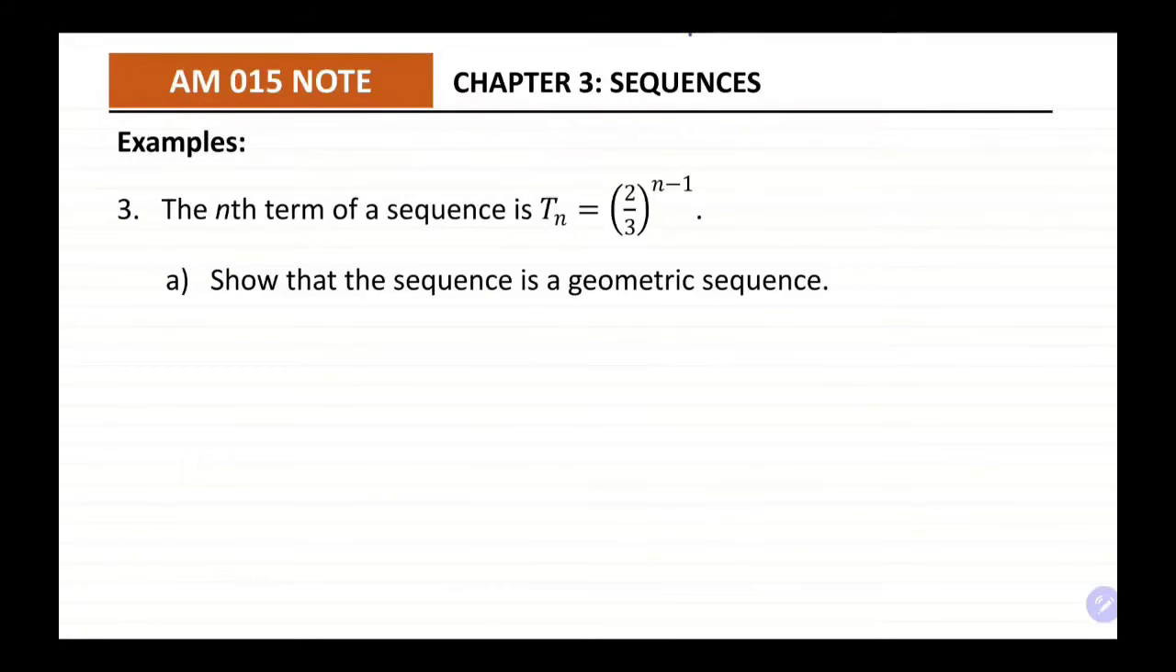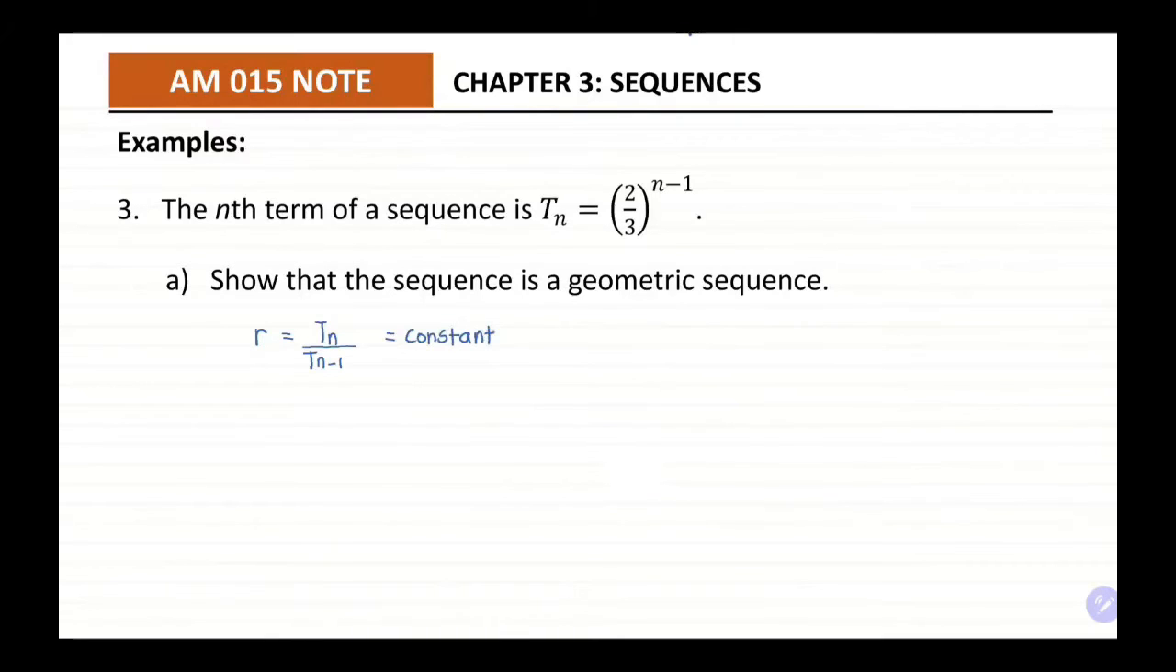Question number 3. The nth term of a sequence is Tn equals 2 over 3 to the power of n minus 1. First question: show that the sequence is a geometric sequence. To show this, we use the formula for r. R is Tn over Tn minus 1. We must show that the value of r is equal to a constant. Constant means a number.